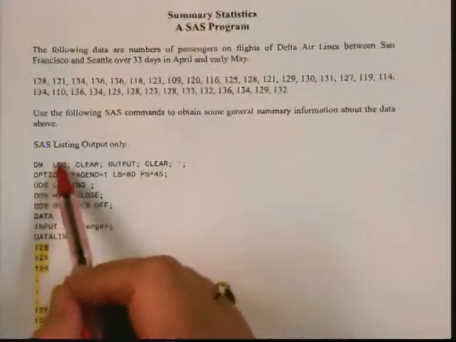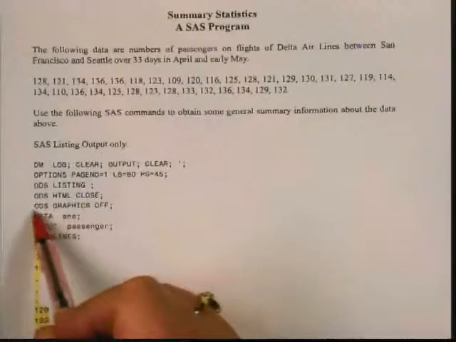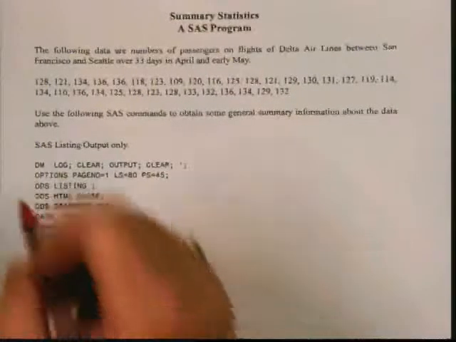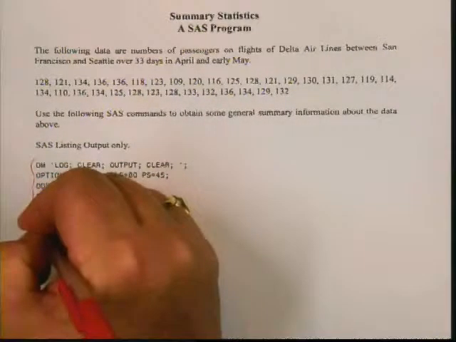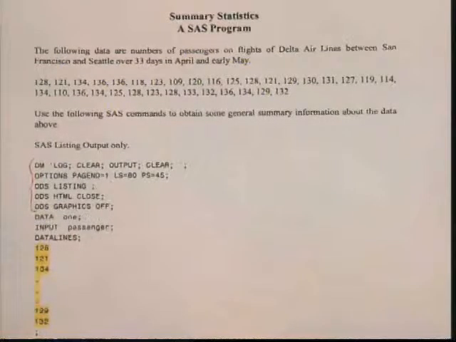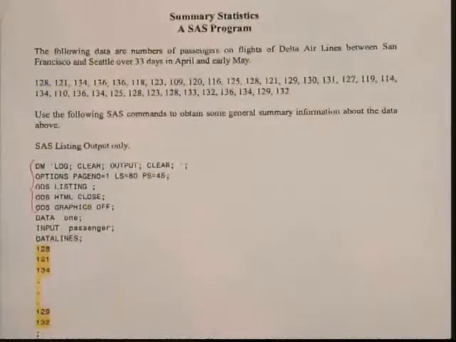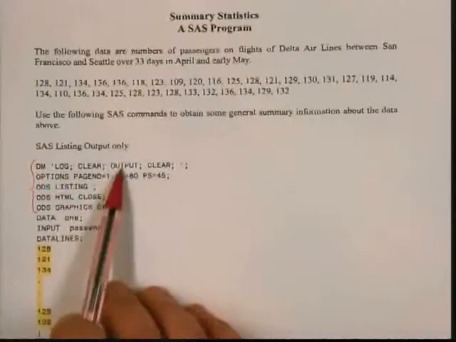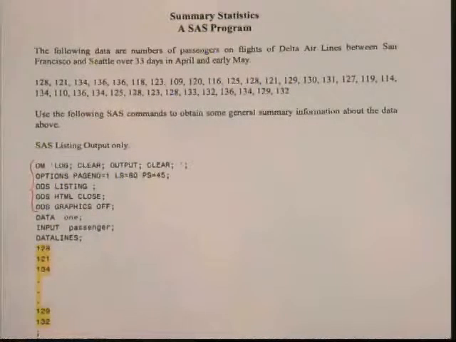All right, anything up here at the top of the program to this line that says data, anything from here to here, are actually options. You don't have to have any of those to get a program to run. So these are things that make either the format of the output the way we want it, or navigate the log windows and the output windows so that things don't accumulate there.